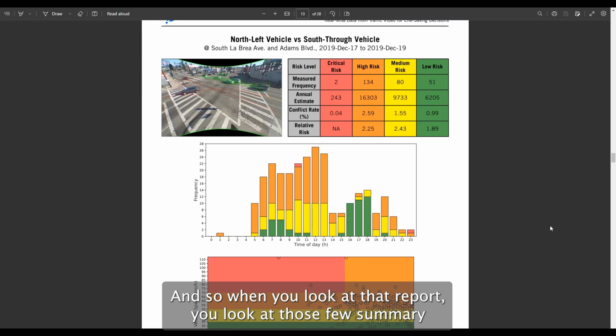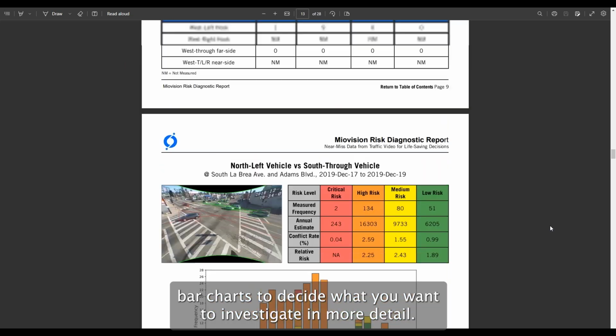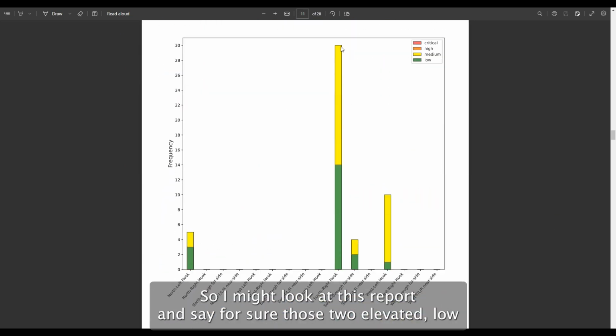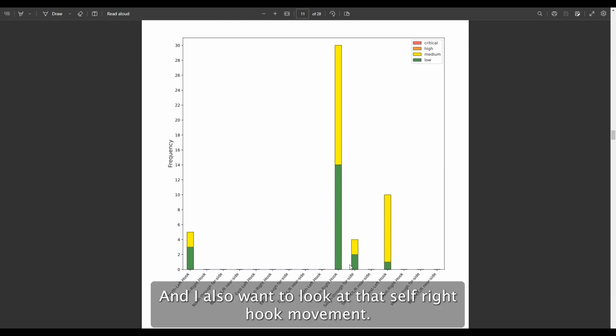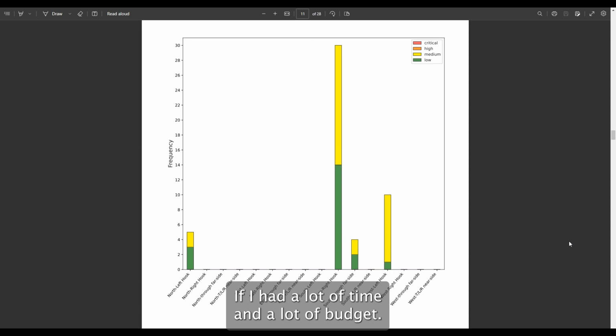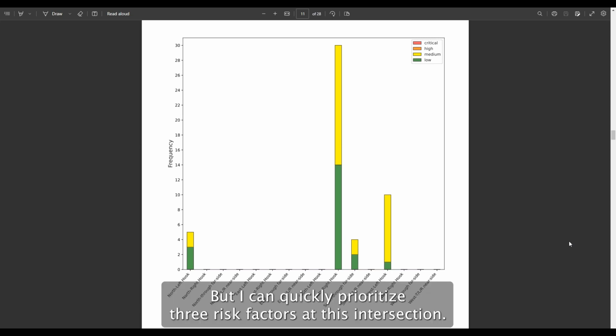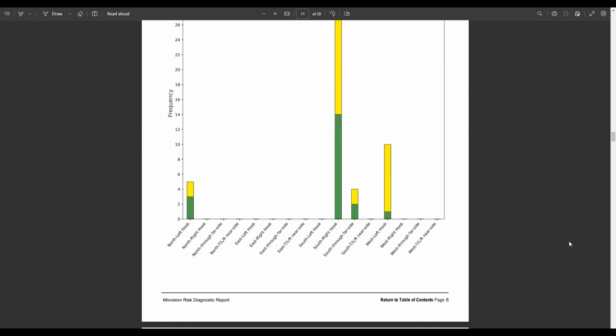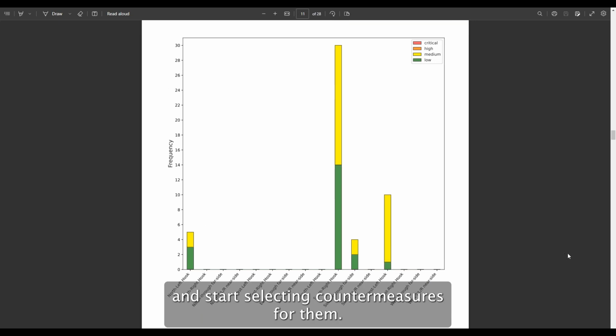And so when you look at that report, you look at those few summary bar charts to decide what you want to investigate in more detail. So I might look at this report and say, for sure, those two elevated left turn movements. And I also want to look at that south right hook movement. I may look at every single near miss if I had a lot of time and a lot of budget, but I can quickly prioritize three risk factors at this intersection. Now I'm going to go look at them in more detail and start selecting countermeasures for them.